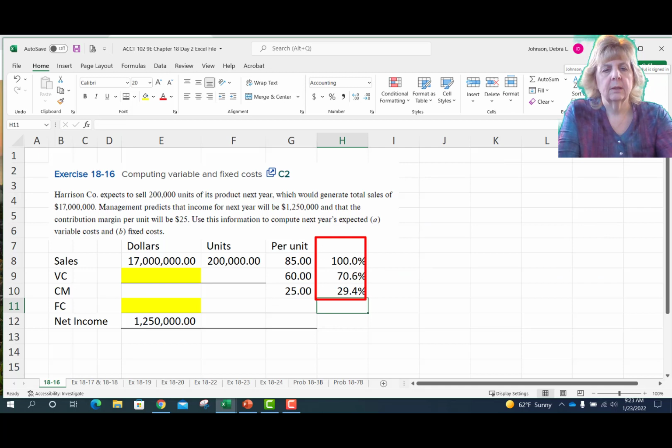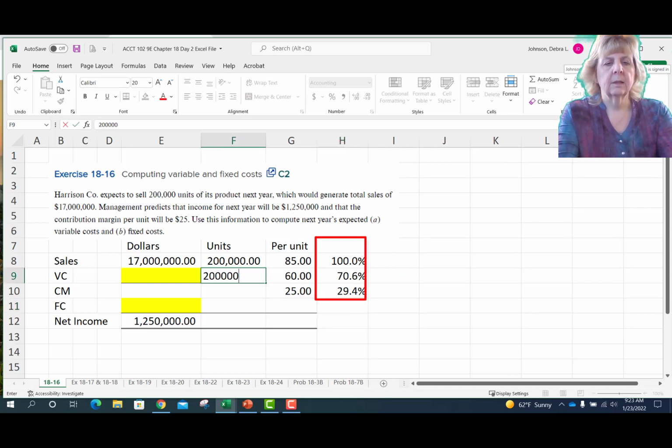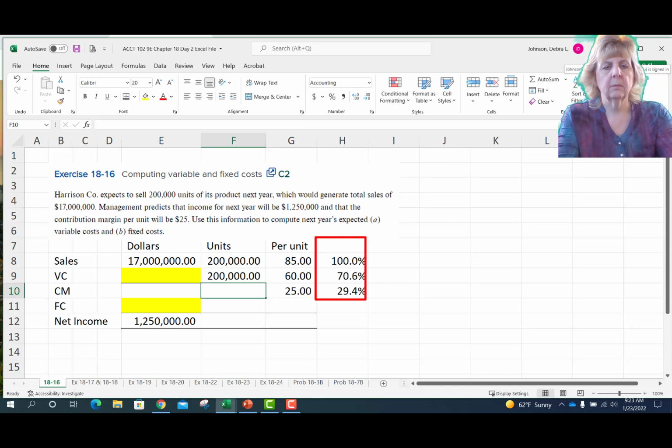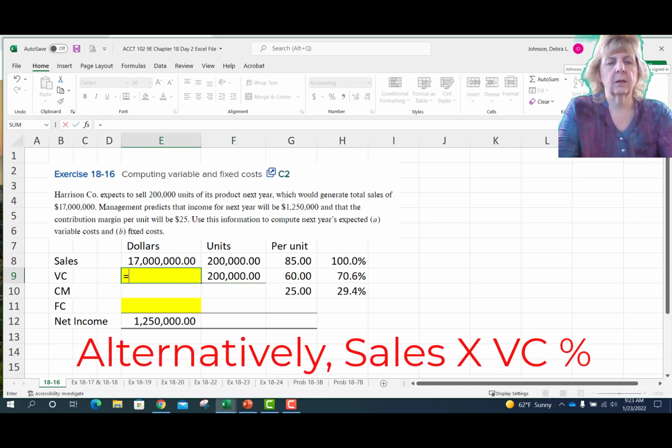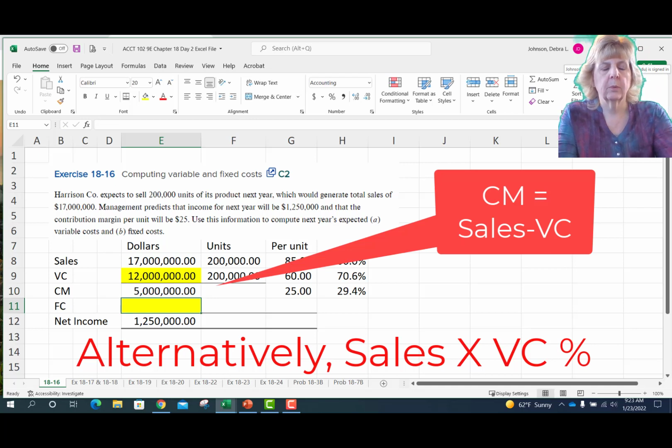Now that I know that variable costs are $60 a unit, I can simply multiply by the same 200,000 units that was used in the sale line item to come up with the variable costs. Once I have that, I can calculate the contribution margin. By the way, there's lots of different ways you could approach this problem. They should all result in the same answer.